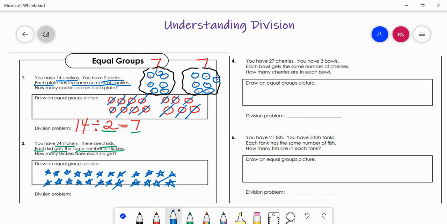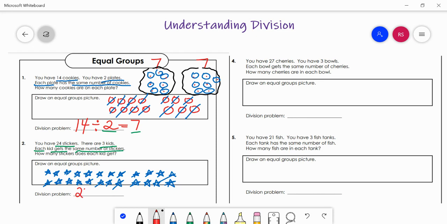All right, so now we know there are 3 kids, which means we have to divide these stickers into 3 groups. We have to have a group for the first kid, a group for the second kid, and a group for the third kid. So we have 3 total groups we're going to need here. So let's think about what our division problem would be. Again, I said we always start with our total. What was our total again? Shout it out.